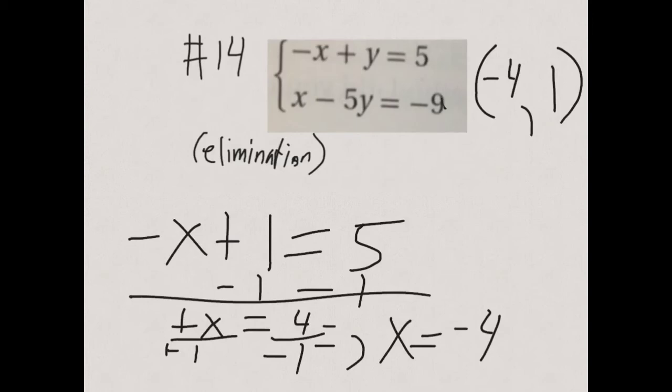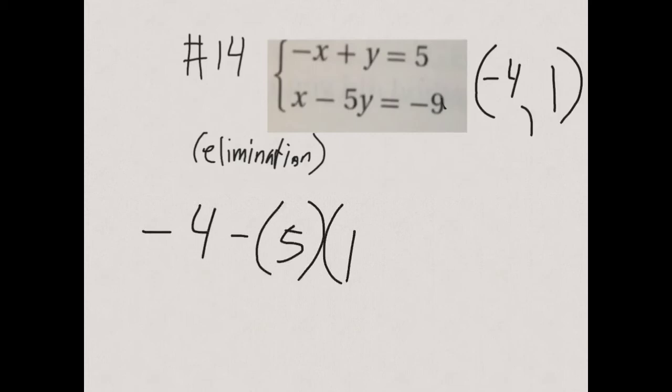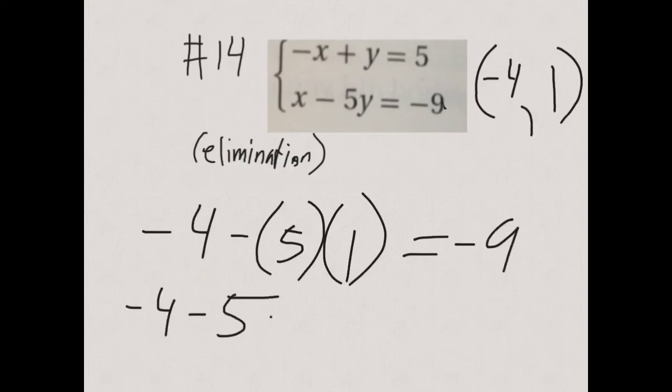If I want to double check my work, I can go ahead and plug it into the first one. So negative 4 minus 5 times 1. This becomes negative 4, negative 5 times 1 becomes negative 5. When we combine two negatives, their negativity increases, and it's true, it works. So I can double check my work.